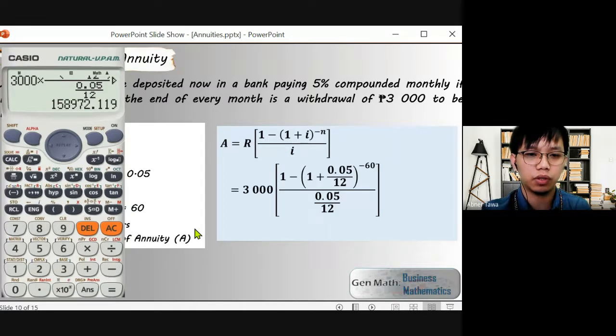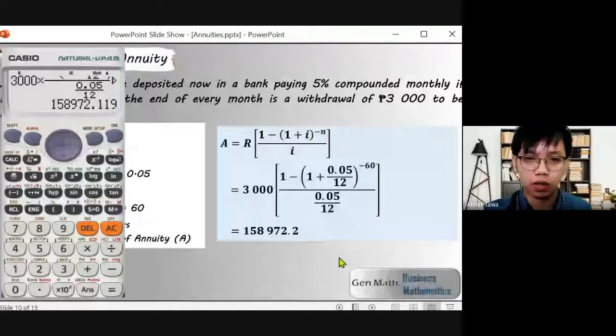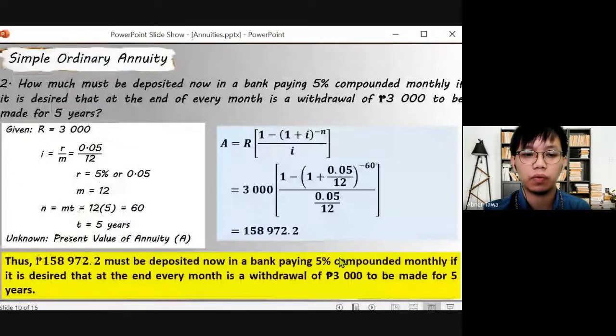Okay, so therefore the value of A here is the amount needed to be deposited in order to withdraw 3,000 every month for 5 years. Yes, we have here 158,972.2 pesos. And now our final answer will be our conclusion. Thus, the amount to be deposited will be 158,972.2. So always remember that your conclusion should answer the given problem.